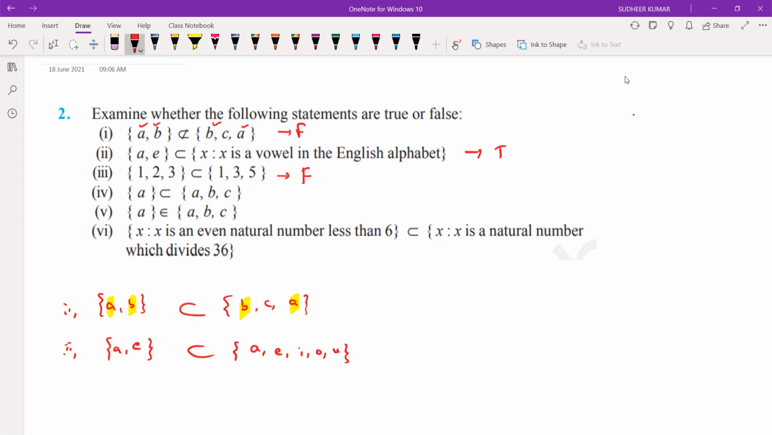What about the fourth one? Sir, so true. True, because A exists in the second set. Yes, so it is true. Next, the fifth one. False, sir.